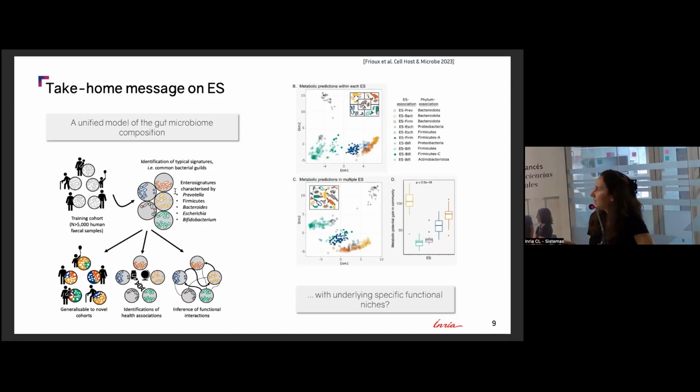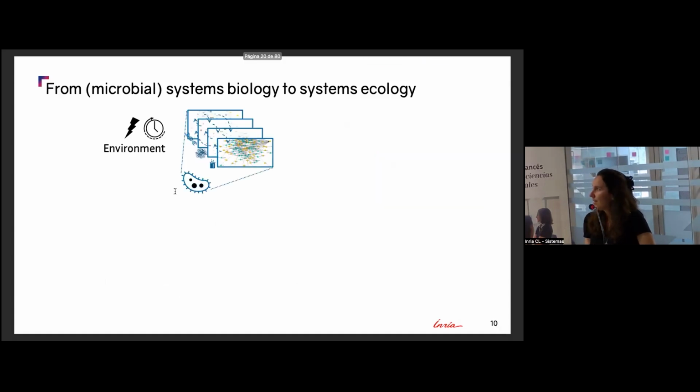I won't go into the details here, but I will use this as a transition because it's important to know not only who is present in terms of bacterial populations in a microbiome, but also what they do, what functions can they do in the ecosystem. And that is actually the core of my research. And I will focus on this now.